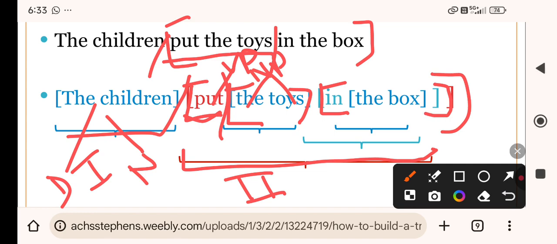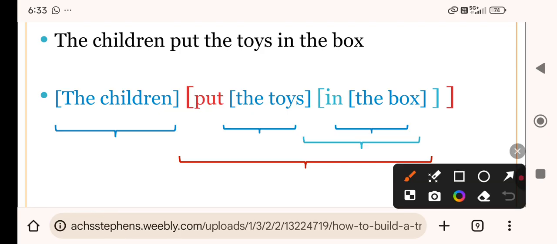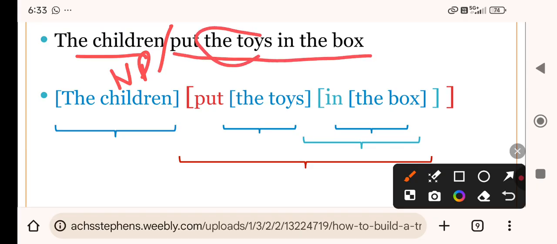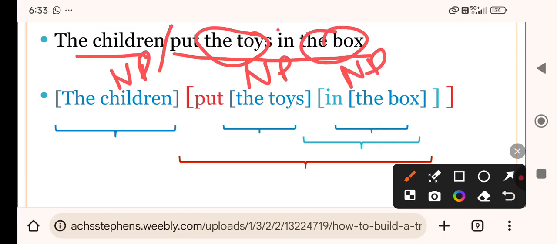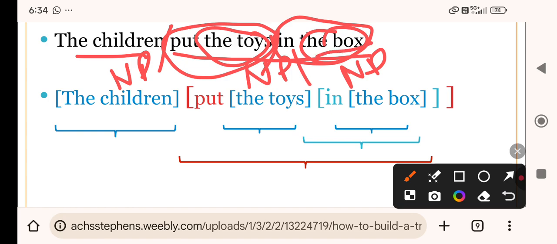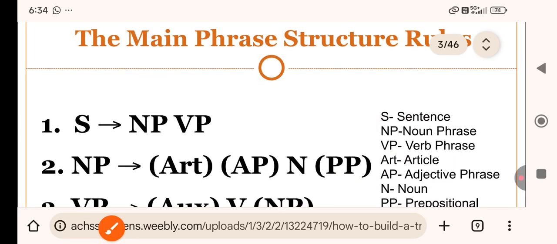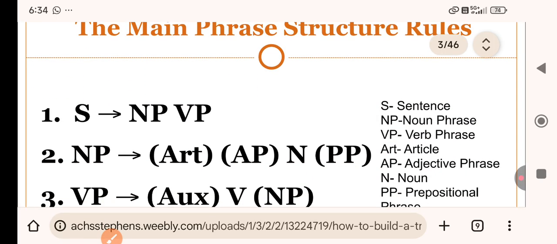Here you must have noticed that this is the subject, a noun phrase, but this is in the verb phrase; this is also a noun phrase and this is also a noun phrase. But as a whole, this is a verb phrase. The verb phrase is divided into noun phrase and verb, and this is a prepositional phrase. So this is the preposition and this is a noun phrase. Now next are the main phrase structure rules.